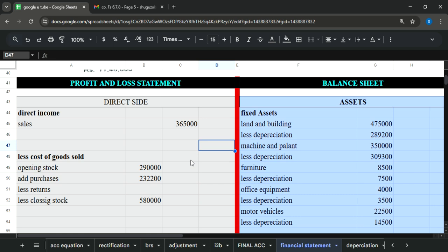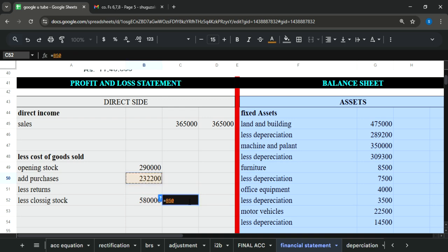First part is the direct side. There were no returns, so sale would also be considered as net sales. Let's now calculate the amount of cost of goods sold. First part, opening stock plus purchases minus closing stock. Please follow these signs or something happens. Once again we'll have to do it.